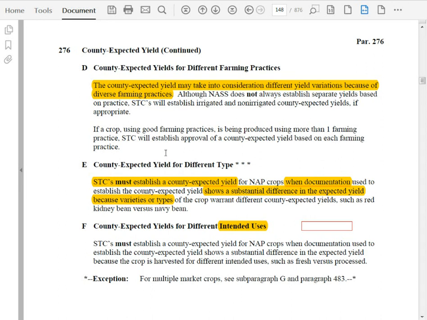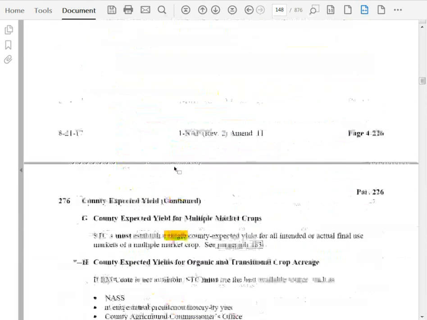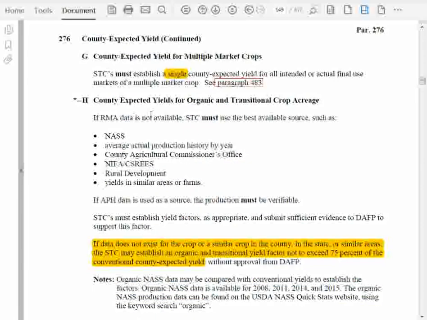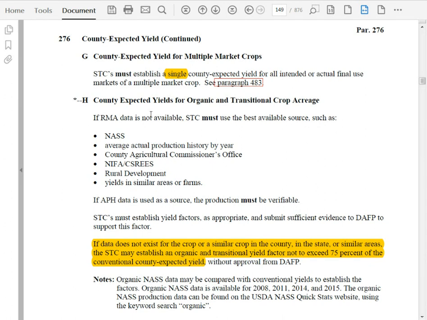Additionally, the state committee must establish a county expected yield for NAP crops when documentation used to establish the county expected yield show a substantial difference in the expected yield because the crop is harvested for a different intended use, such as fresh versus processed. The exception here is that multiple market crops are only going to have a single yield set, as you see here in paragraph 276G. So a crop like apples, which is marketed as fresh and processed, is going to have just a single yield set.